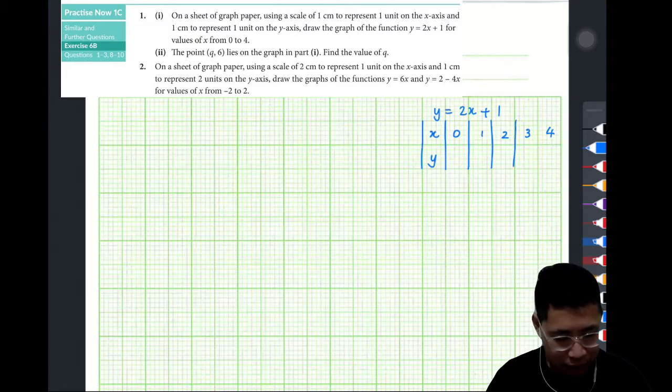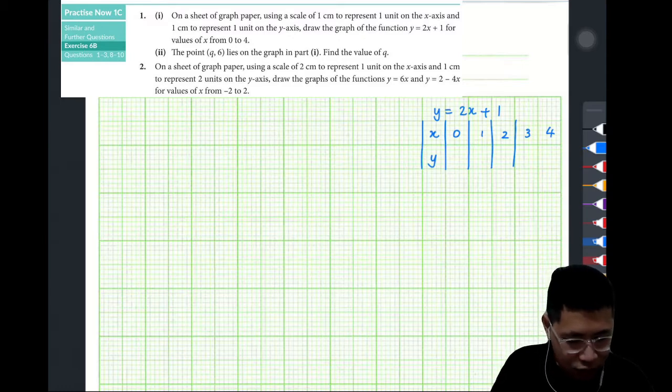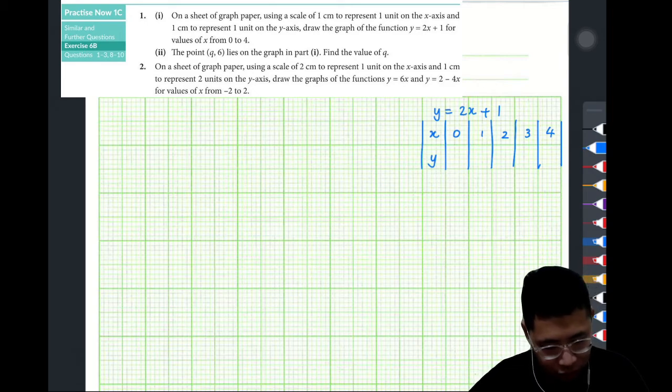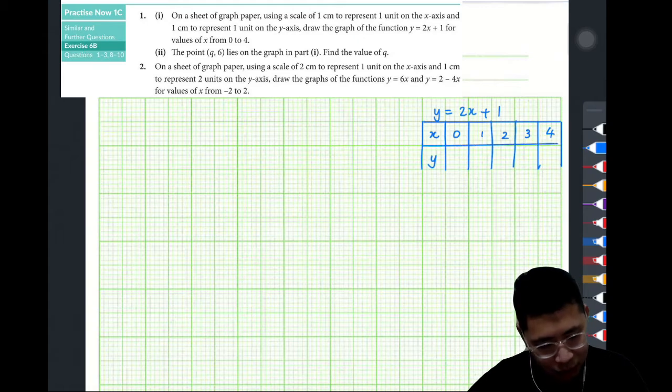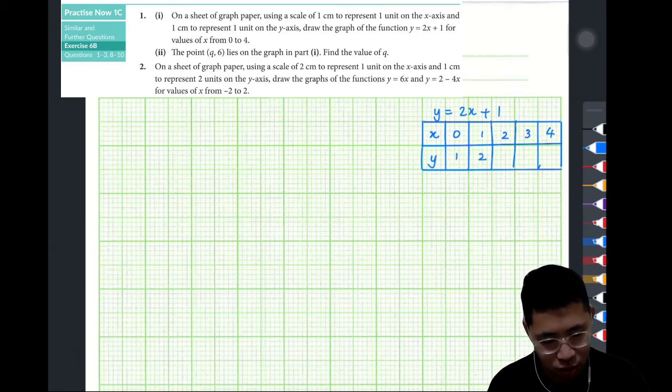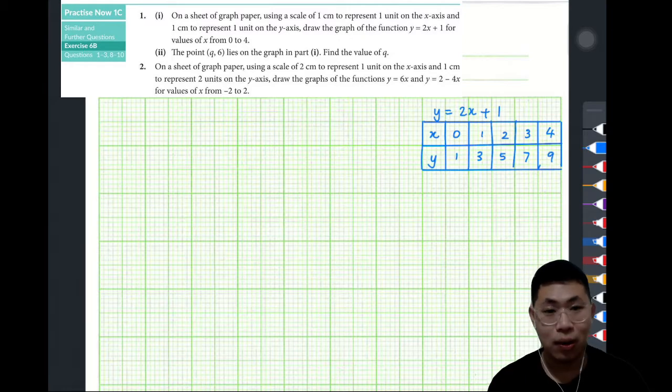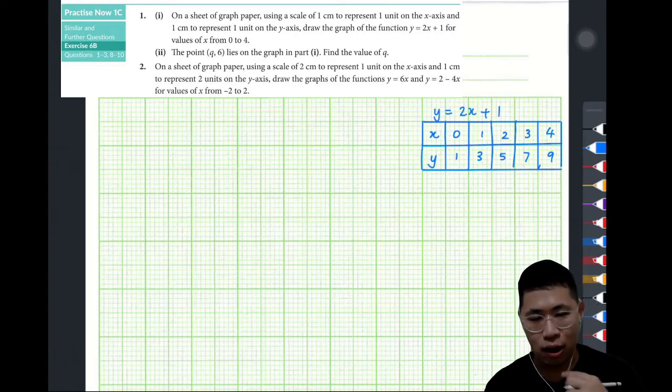What we can do is actually very easy. It's just to substitute these values into the function, 2 times x plus 1. So we're going to replace x with the number. The first one would be 2 times 0 plus 1, which is just 1. 2 times 1 plus 1, so it's 3. 2 times 2 plus 1, 2 times 3 plus 1, and 2 times 4 plus 1. Very straightforward. We put the numbers in as the input, then y would be our output.